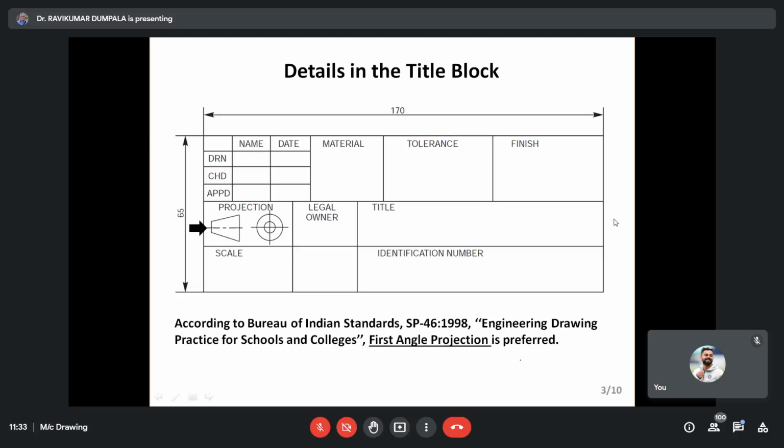So actually, I think I got this from 1998, but 2003 is the revised version, which I shared with you. Okay, so the standard, I just checked what is there, how the title block is mentioned in it.